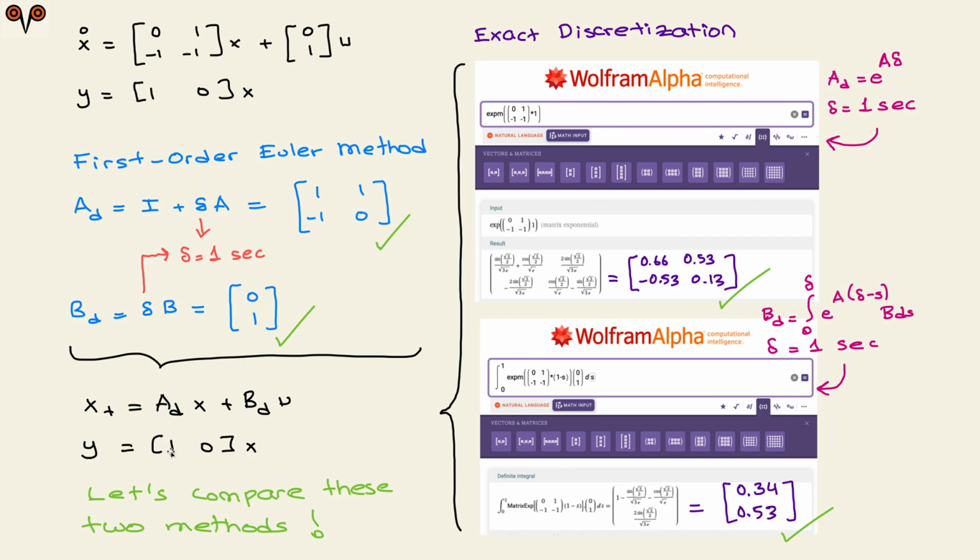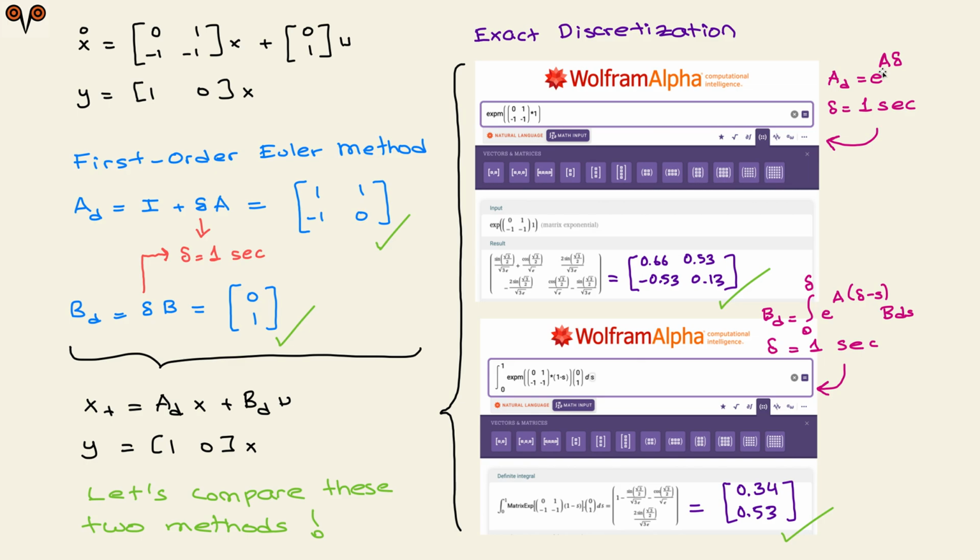Output remains the same, 1, 0, X, because your output doesn't require discretization. It is correct as it is. Now, exact discretization involves the computation of this matrix exponential, also called the state transition matrix. There are several ways to compute the state transition matrix.